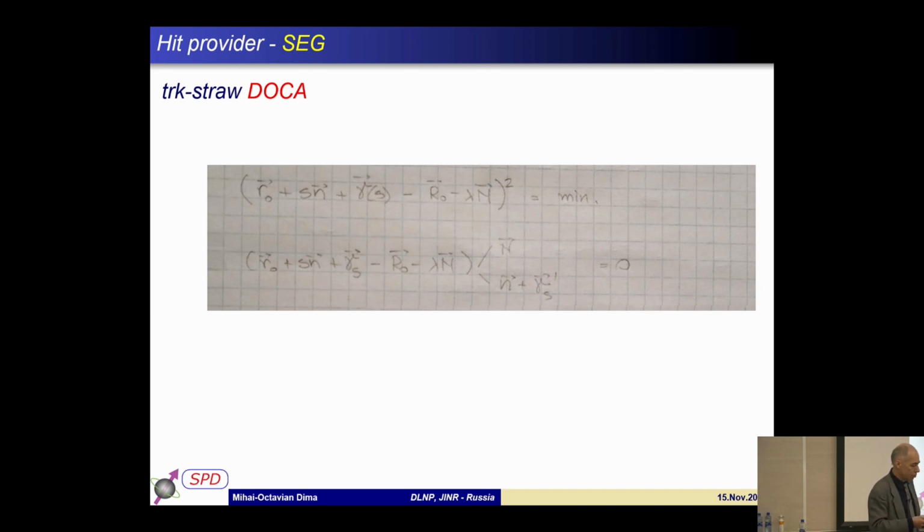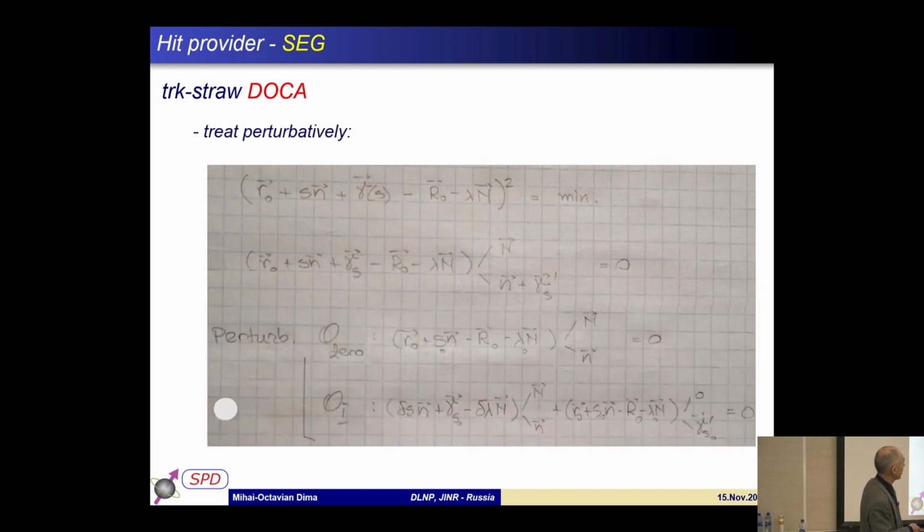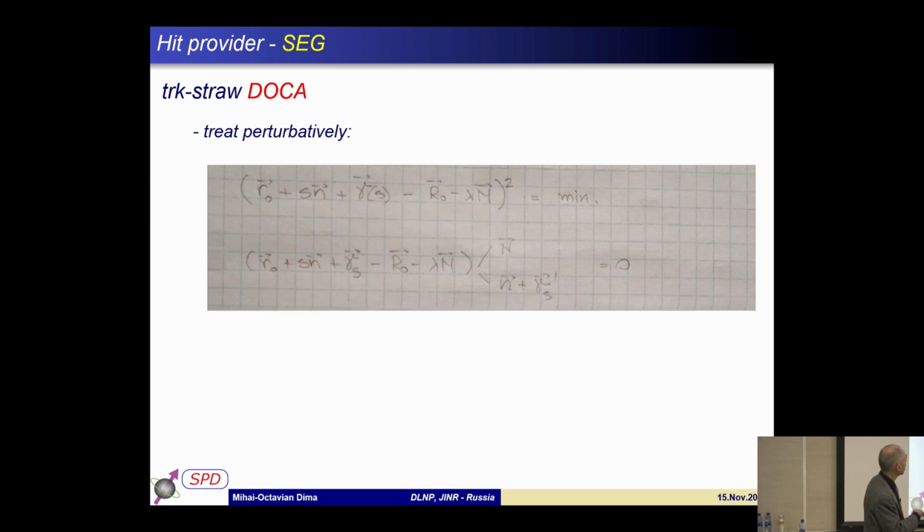Basically, you want to generate a track and then intersect it with the straws. So that's the general idea. Again, this is not possible. So you know how to intersect straight lines, but helix with straight line, which is a straw, it's not so easy. But you can treat it perturbatively, and you change the simple one to the more complex one.